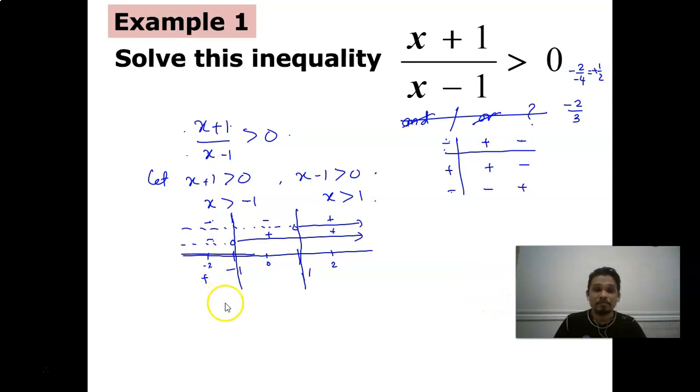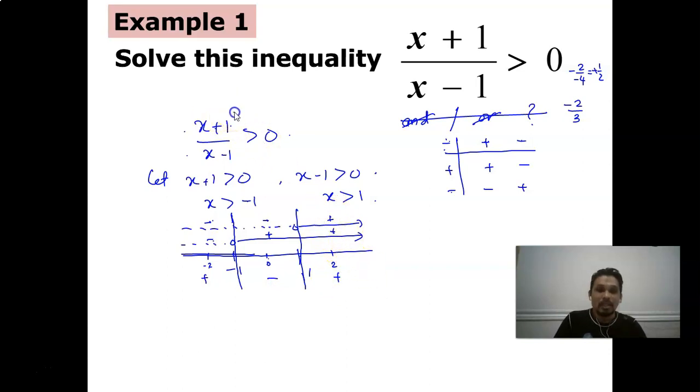Okay, so then if we substitute x with 0, because 0 lies in between negative 1 and 1. 0 plus 1, 1, positive. 0 minus 1, negative. So there's one sign with positive and one with negative. So negative divided by positive, negative. And of course positive divided by positive, positive.